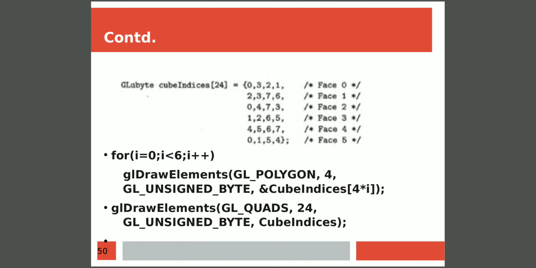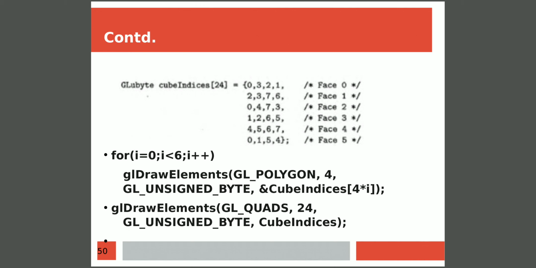Second one is each polygon or each face of a cube has 4 vertices, so second parameter will be 4. Then third one is data type of these vertices. Cube indices is the array which will contain the vertices for each face. So the data type where these vertex numbers are present is GL_UNSIGNED_BYTE. Then where these vertices of a polygon are present, it is present in an array known as cube indices. Each time for every polygon it needs to consider only 4 values with the increment of i value.